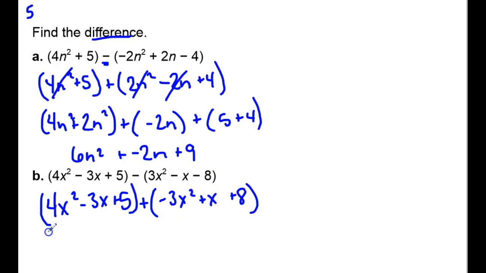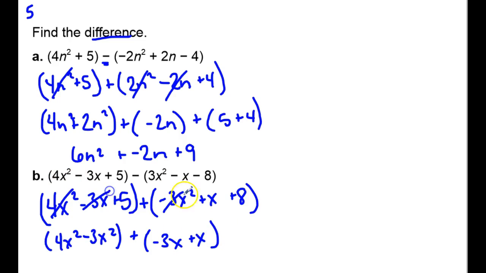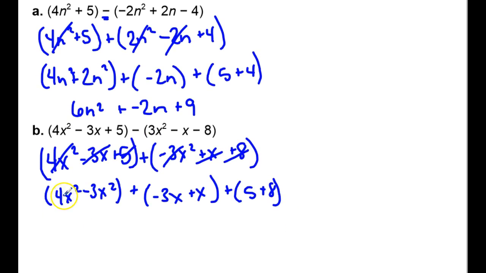So now I can go ahead and combine my like terms and add. So I have my x squareds that are taken care of. Now I'm going to deal with my x's, right? I've got a negative 3x and an x, and then I've got a 5 and an 8. And those are my constants that are taken care of. So now I can just go ahead and add. 4x squared minus 3x squared is just 1x squared.